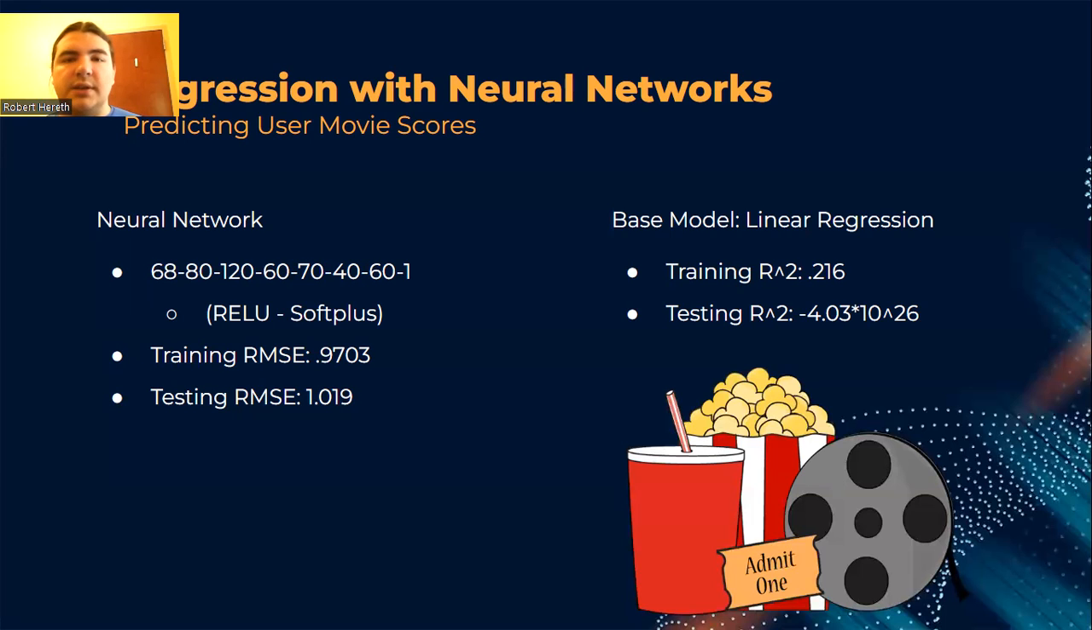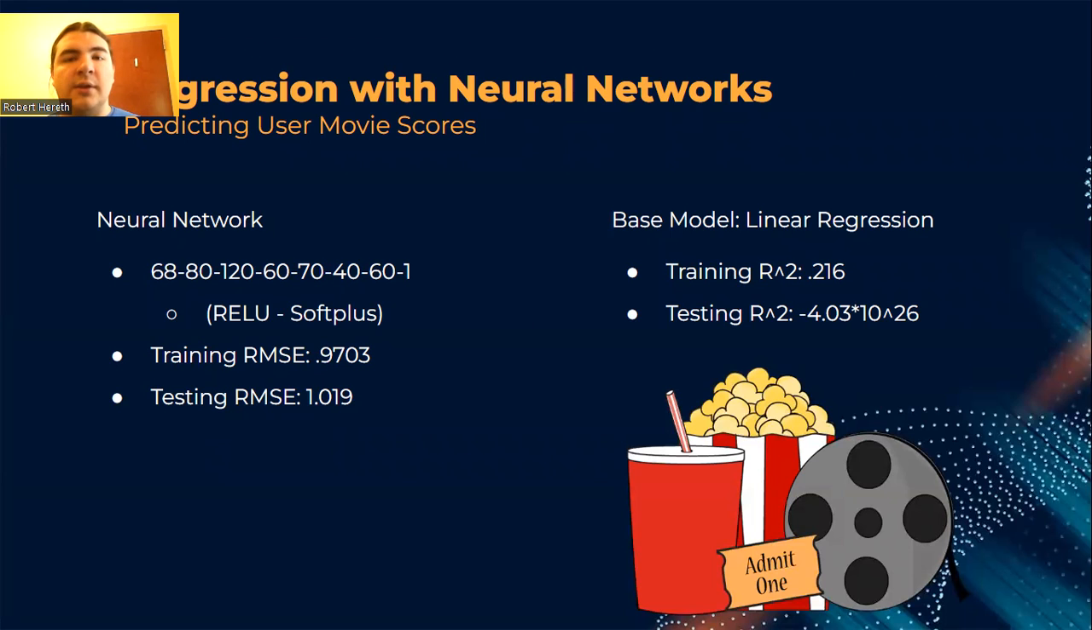What I ended up doing was I cleaned the data slightly, split it into my testing and training splits, and then I ran two different models on it. The first one being a base linear regression, and the second one being a neural network. With my linear regression, I was able to get a training R squared of 0.216, which wasn't too great considering we usually want that to be a larger number. And I got a testing R squared of negative 4.03 times 10 to the 26th. When you see something like that, you know that something isn't right within your linear regression, and that linear regression really isn't the solution to this problem.